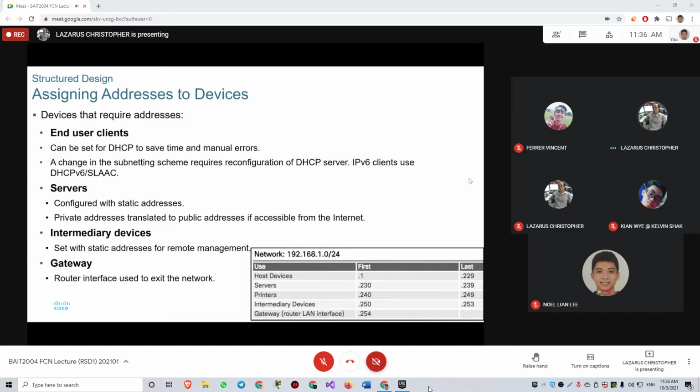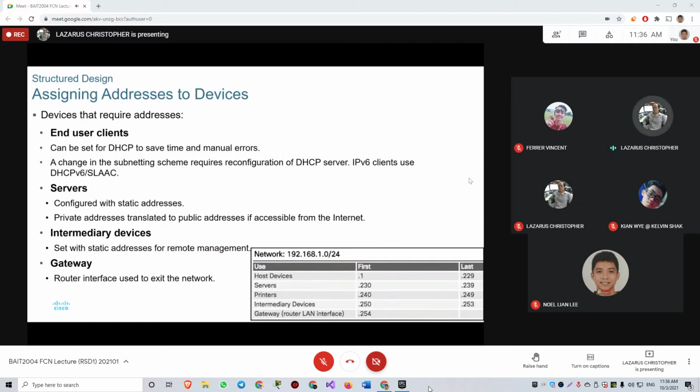Okay. So end user clients can be set for DHCP to save time and manual errors. In my own personal view, if it's connected using wired networks, then it makes sense to statically assign it, because it's permanent. Like in the labs, all the computers are permanently there, so there's no real need to dynamically assign.